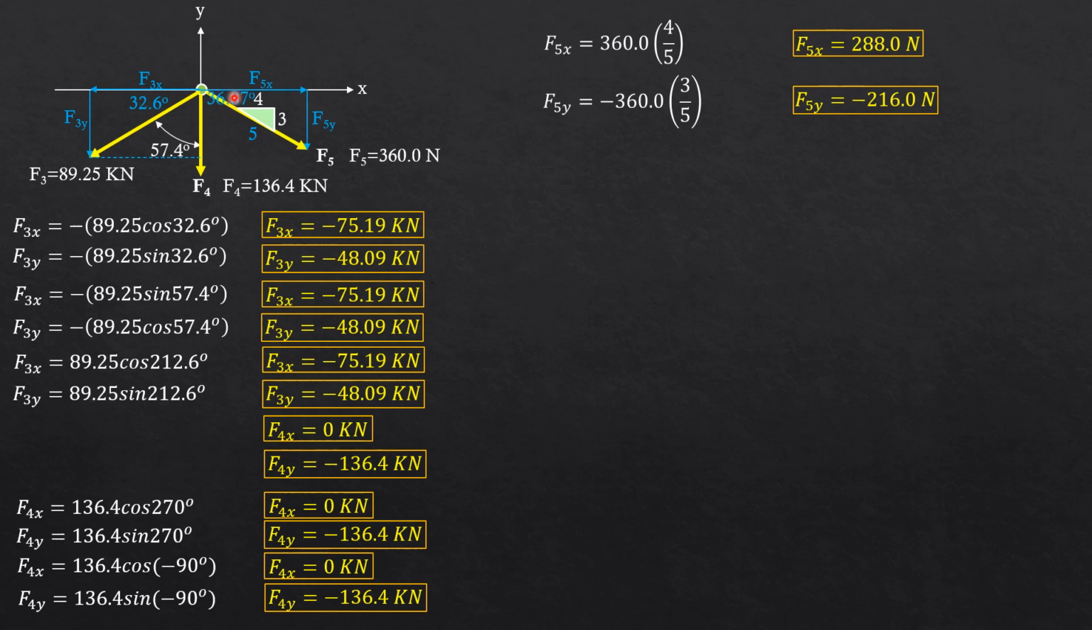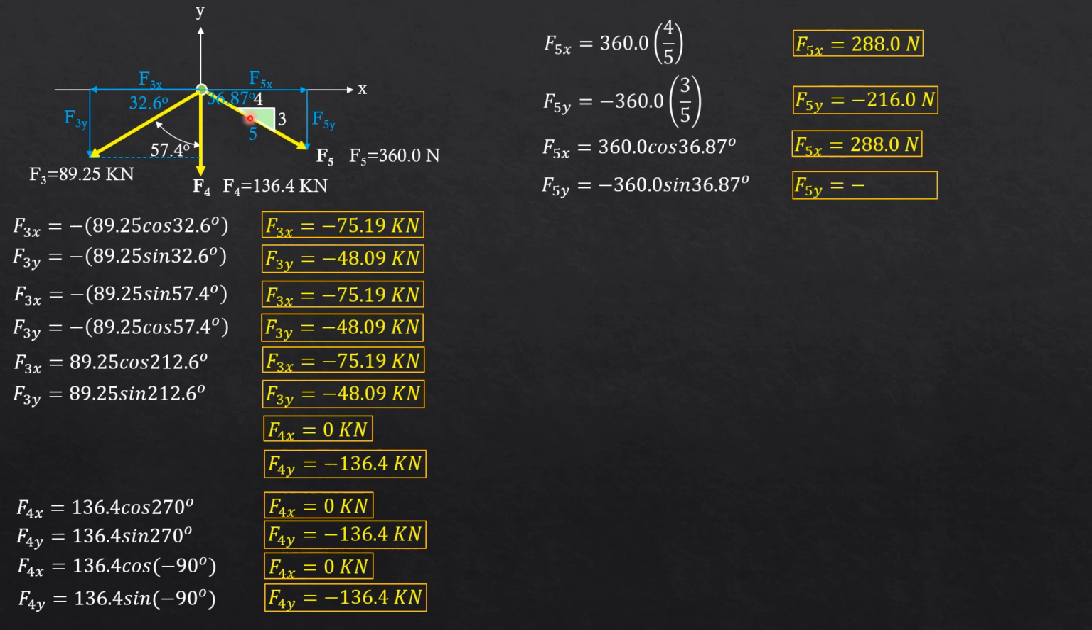Then in terms of this angle here, arctan of 3 over 4 is 36.87. F5x is expected positive, so F5x is 360 cosine of 36.87. So it is 288.0 newtons. While F5y, because it is expected negative, is negative 360 sine of 36.87. So it is negative 216.0 newtons.